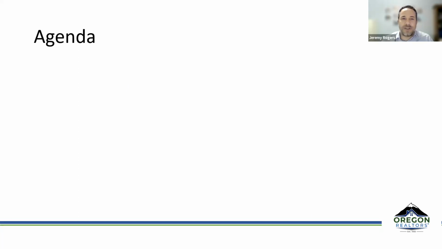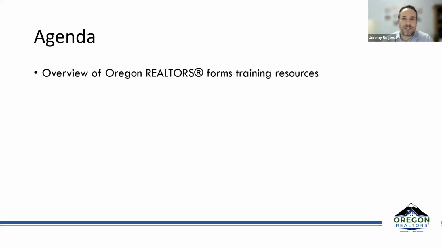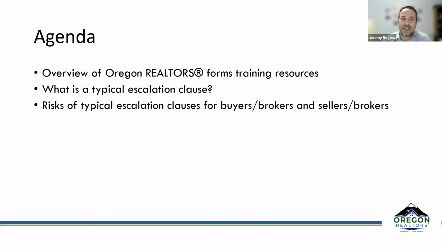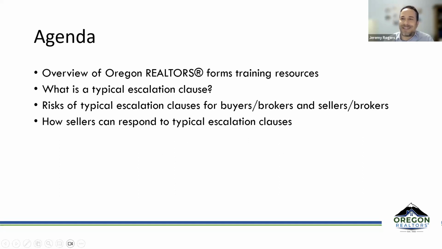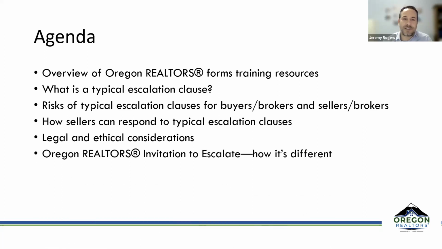So the first thing I want to do, though, is talk a little bit more about the training resources that we have available to you at Oregon Realtors. In addition to today's training, we've got a lot out there for you and want to make sure that you're aware of that and know where to find it. We're going to talk a little bit about what a typical escalation clause is. We're going to talk about the risks of typical escalation clauses, both for buyers and their brokers and also for sellers and their brokers. Talk about how sellers can respond to typical escalation clauses. Talk about some legal and ethical considerations around the escalation clause.